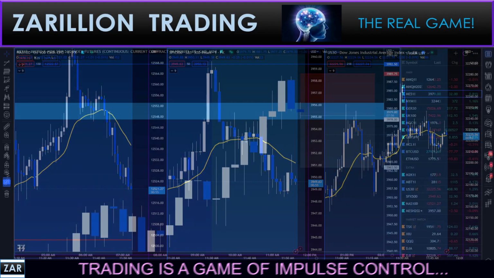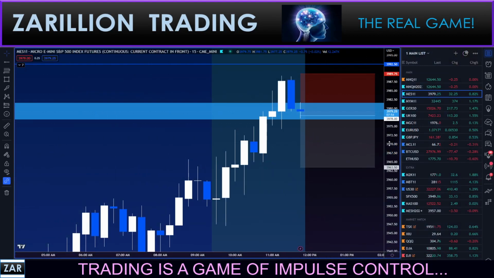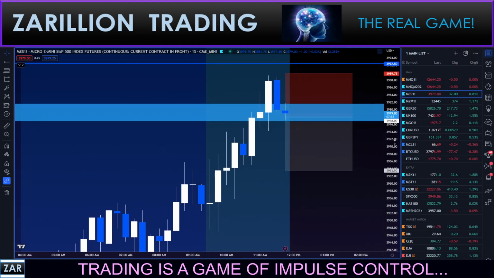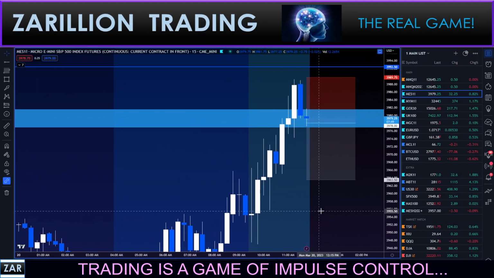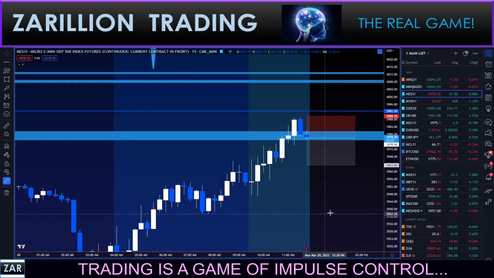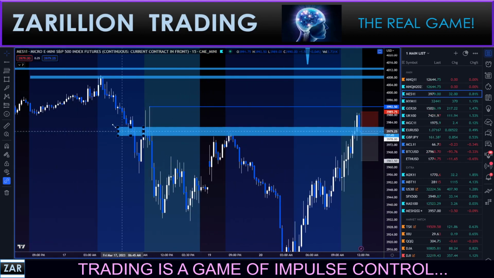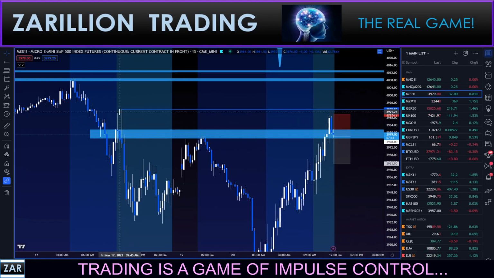Oh, I'm showing you the wrong screen. Darn. Gotta get better at that, guys. I will keep saying that. I was talking about the support. So here's the thick resistance zone and a failure to make the, that rejection wick right there.